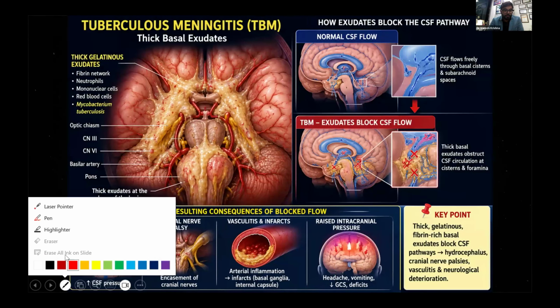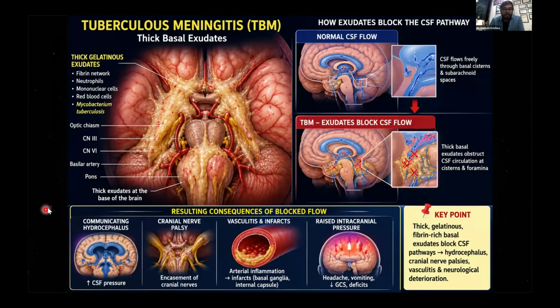If you can see in this diagram, this is the basal cistern. Ideally it should be filled with CSF, and it should be very clear CSF. When it is attacked by TB meningitis, this becomes a very thick gelatinous exudate because of the fibrin network, neutrophils, and everything. At this basal cistern, there are the optic chiasma, cranial nerves 3 and 6, the major basilar arteries, and the pons. Imagine this is a normal CSF flow. You can see the bluish coloration. From here the CSF flows very easily and there is no compression. In cases of tubercular meningitis, because of the exudates, they block the CSF flow.